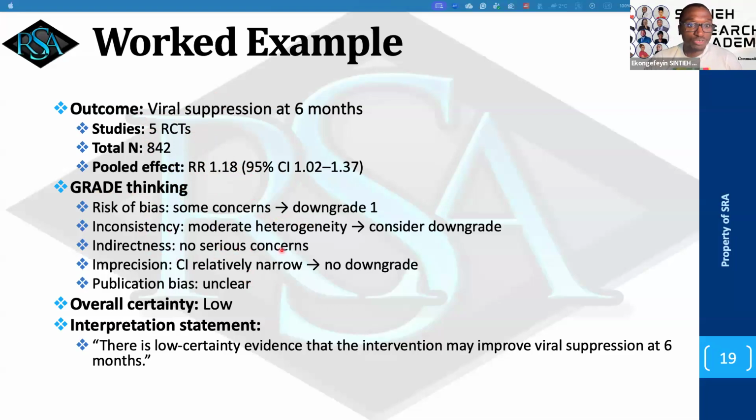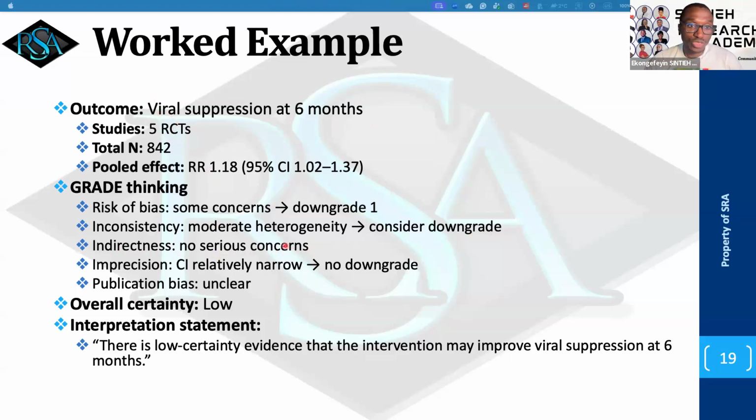Now, inconsistency: if you say there's moderate inconsistency, you might consider downgrading by one. Okay. Now, indirectness, there's no serious indirectness concern here. So this simply means that it's all clear that we are doing viral suppression. All of the studies were doing viral suppression.